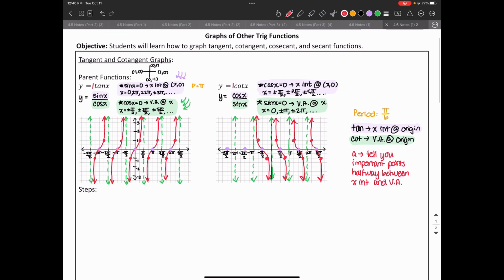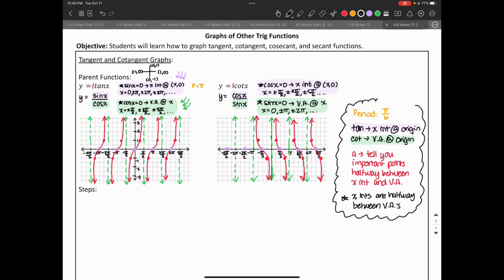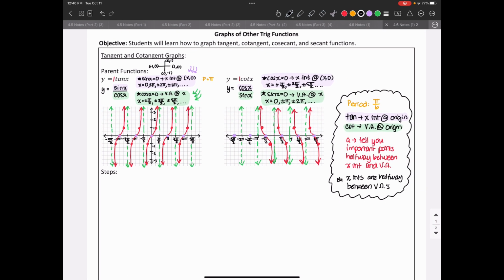The other thing I want to note for both of these graphs is that the x-intercept is halfway in between the vertical asymptotes. So the x-intercepts are halfway between the vertical asymptotes. If you ever forget where the x-intercepts are, that's where they are. If you ever forget where the vertical asymptotes are, you can also use that information as well. So these are the things that you need to know.